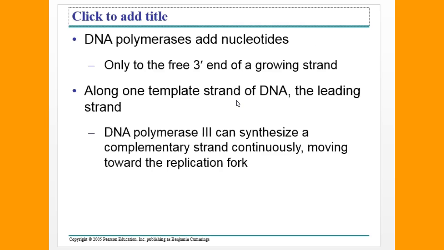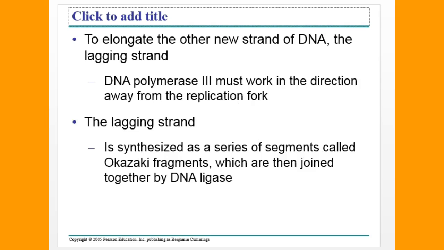DNA polymerases add nucleotides only to the free 3' end of a growing strand. Along one template strand of DNA, the leading strand, DNA polymerase 3 can synthesize a complementary strand continuously, moving toward the replication fork. To elongate the other new strand of DNA, the lagging strand, DNA polymerase 3 must work in the direction away from the replication fork. The lagging strand is synthesized as a series of segments called Okazaki fragments, which are then joined together by DNA ligase.